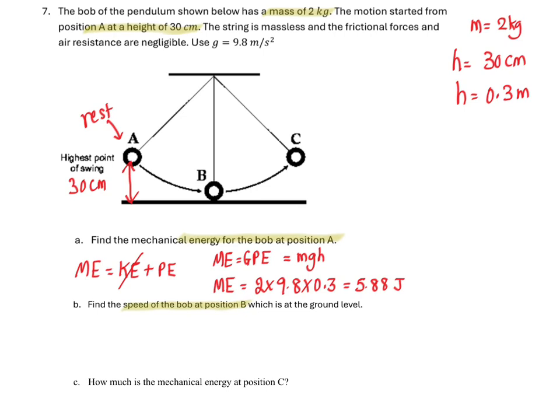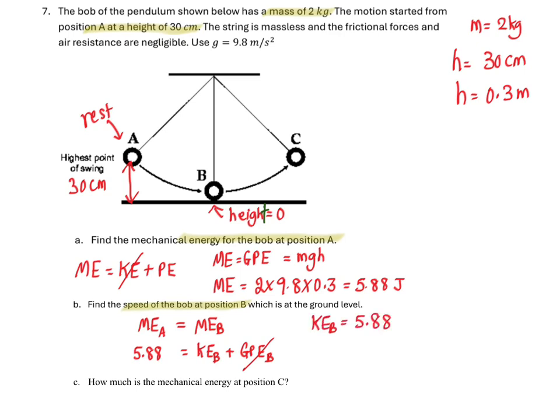Next is asking to find the speed of the bob at position B, which is at ground level. So again, we'll use conservation of mechanical energy. Mechanical energy at A is equal to mechanical energy at B. Mechanical energy at A we found already, which is 5.88. Mechanical energy at B we can write as kinetic plus gravitational potential energy. Now we'll focus at point B. At point B, the height is equal to 0, which means GPE can be cancelled out. So we'll get kinetic energy is equal to 5.88.